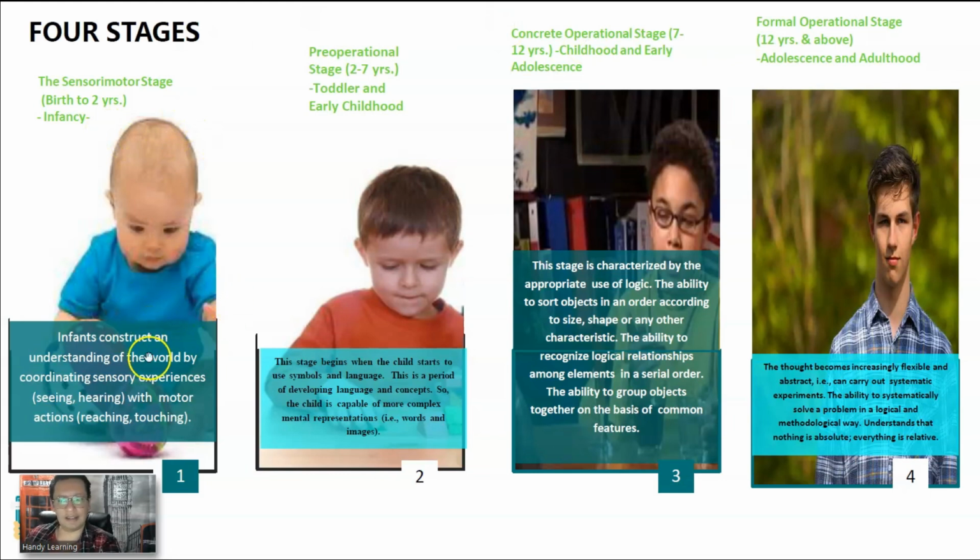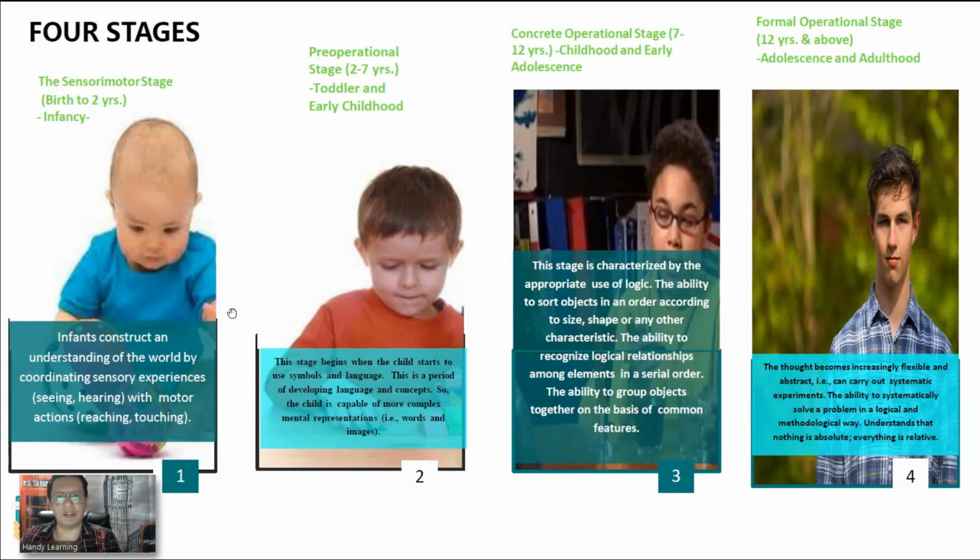So during this stage, infants construct an understanding of the world by coordinating sensory experiences. Whenever you see a baby and you put your finger to his hand, he's going to grab it because he is recognizing through his sense of touch. The babies also will take any object to their mouth because they want to learn by tasting. They're going to smell and they're going to see.